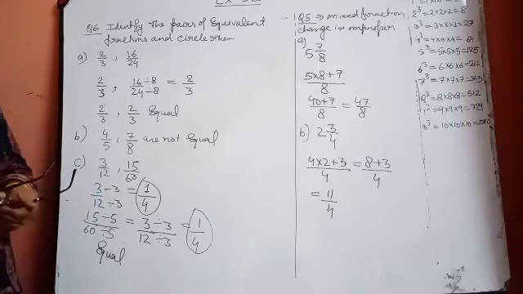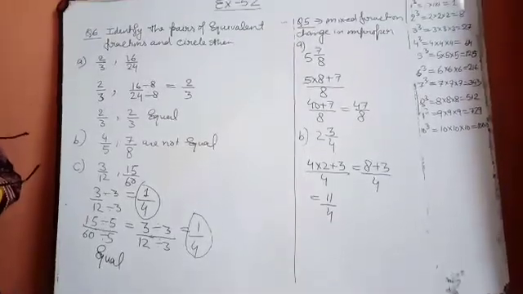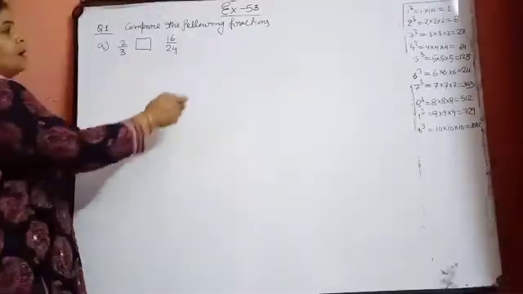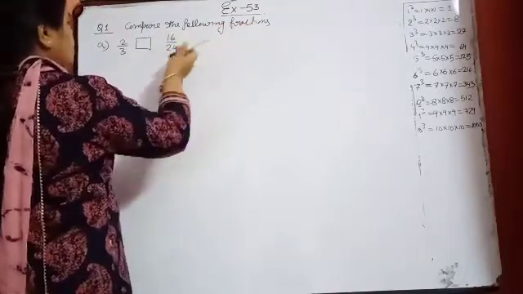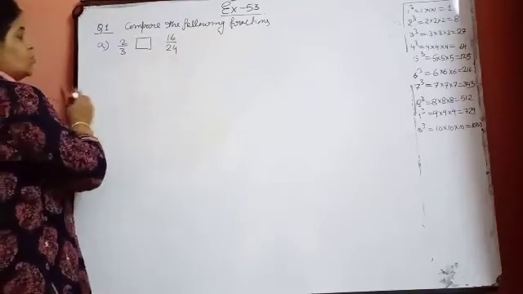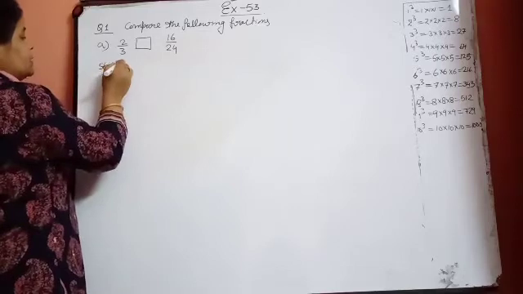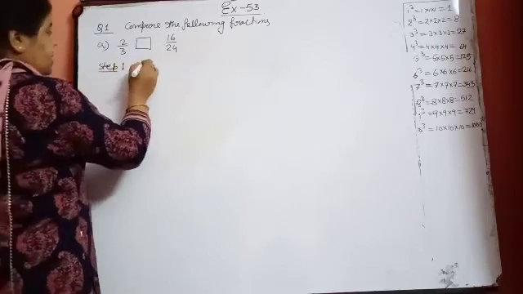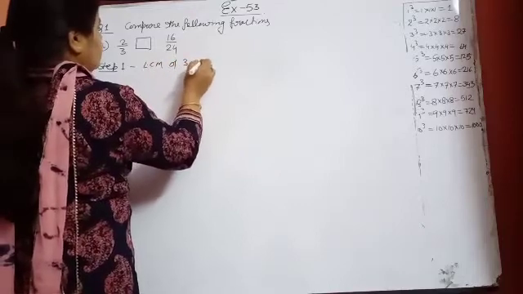Now I am reaching the question of exercise 5.3. Beta, now come to exercise 5.3 and compare the following fractions. You will follow the same steps I am doing for this question here. See that first of all, in step 1 take LCM. Step 1 take LCM. LCM of 3 and 24.